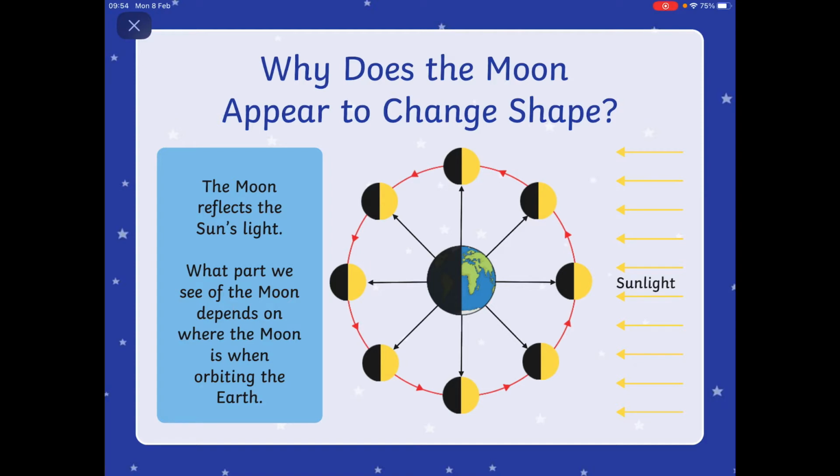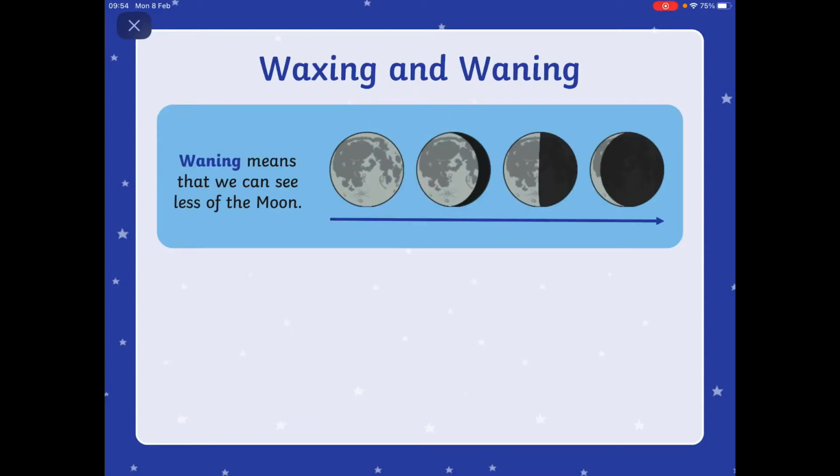So why does the moon appear to change shape? Well, the moon reflects the sun's light. What part we see of the moon depends on where the moon is when it's orbiting the Earth.